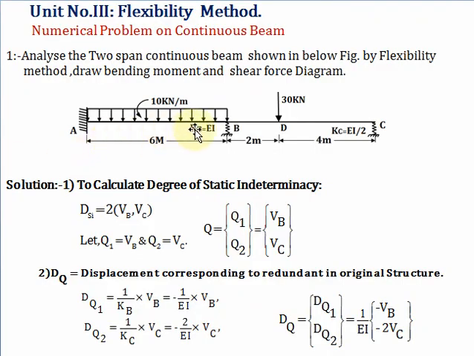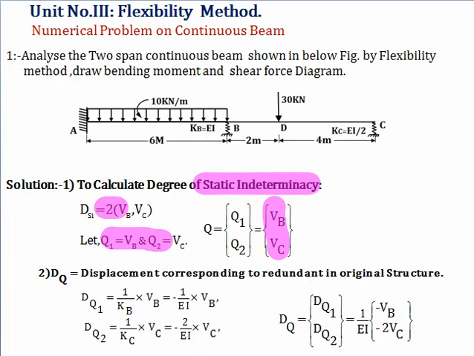In the first video, you have already seen the statement of the numerical problem, and this was the given continuous beam ABC. In that we found the degree of static indeterminacy, which was equal to 2, and we considered the vertical reaction at B and the vertical reaction at C as redundants. So here we have written the Q matrix.